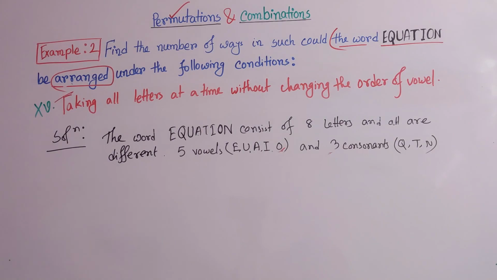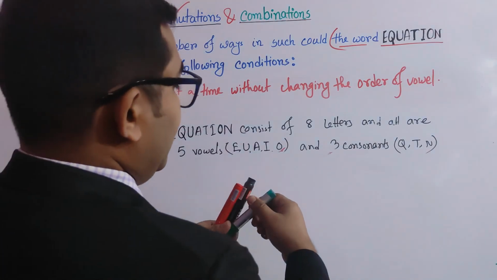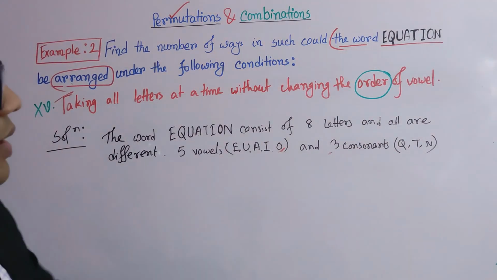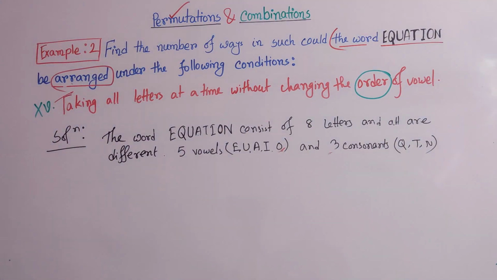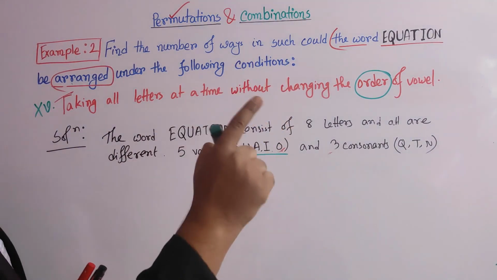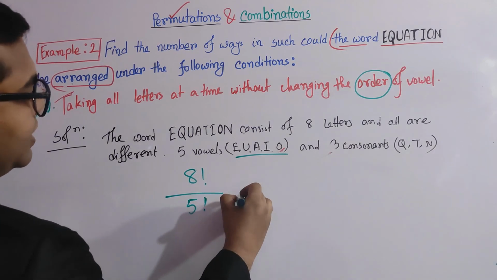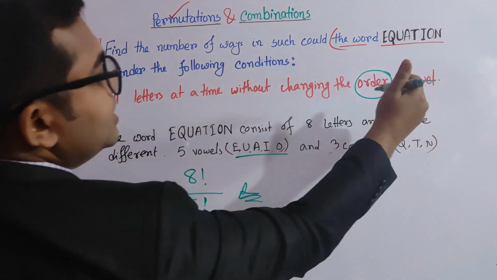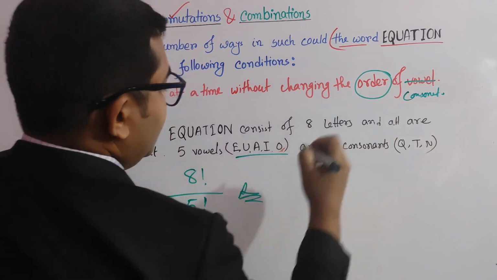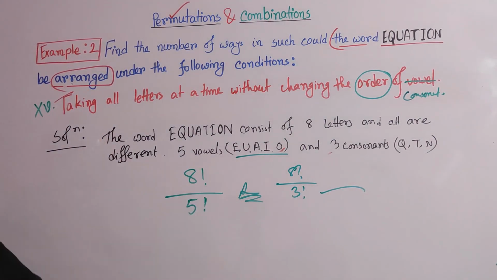Here it is given that taking all the letters at a time without changing the order of the vowels. This is very important. The vowel order cannot be changed. How many vowels are there? There are 5 vowels. Since we are talking about order, we take the total divided by the vowels. So the answer should be 8 factorial by 5 factorial. But if the question was without changing the order of the consonants, then the answer should be 8 factorial by 3 factorial. This is how we can solve these types of problems.